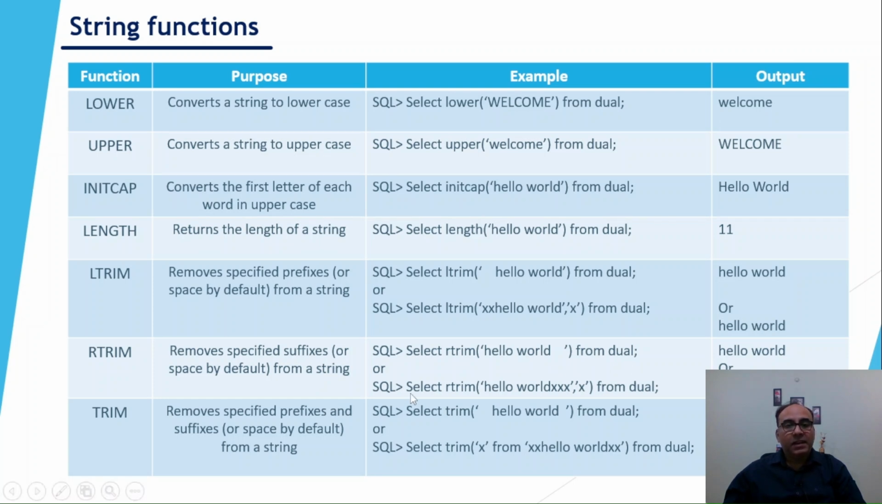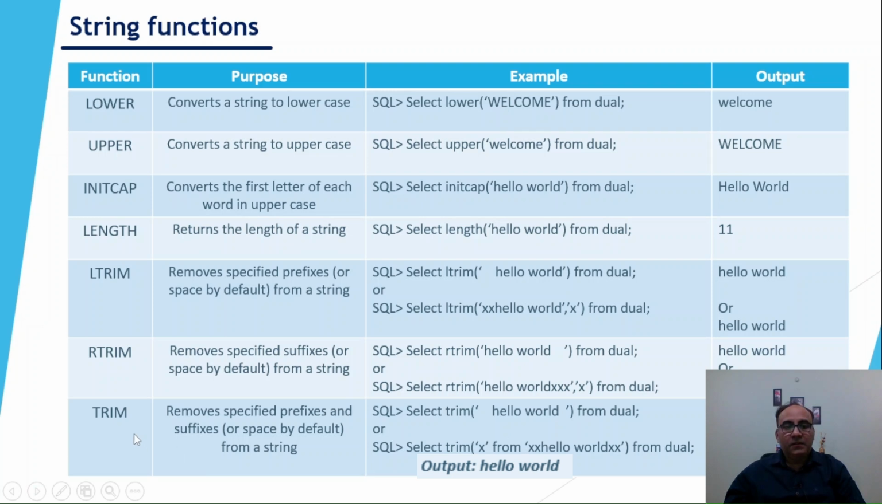Another example is select RTRIM hello world xxx and x as a suffix from dual. In this particular example we want to trim this string, and we want to remove the suffix x. So in this case the outcome will be hello world. These x's at last will be removed from the string.